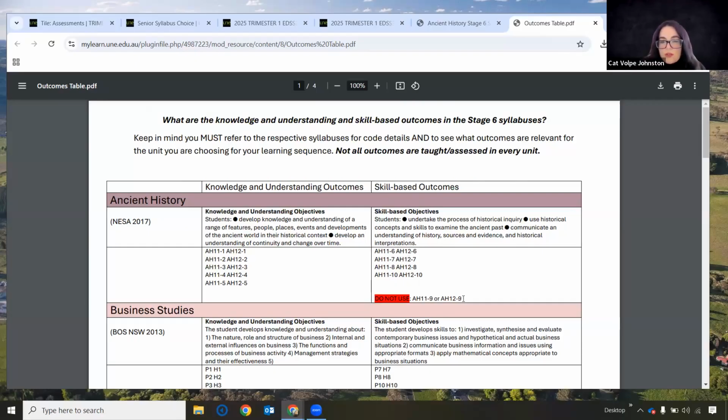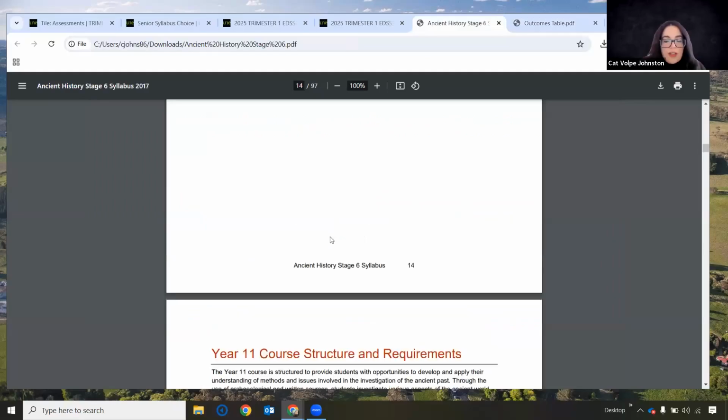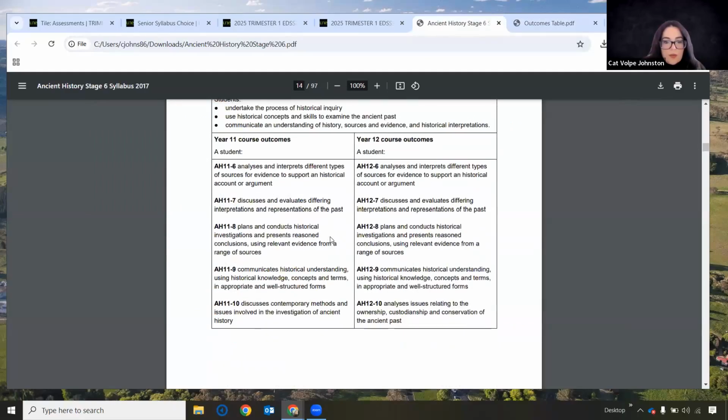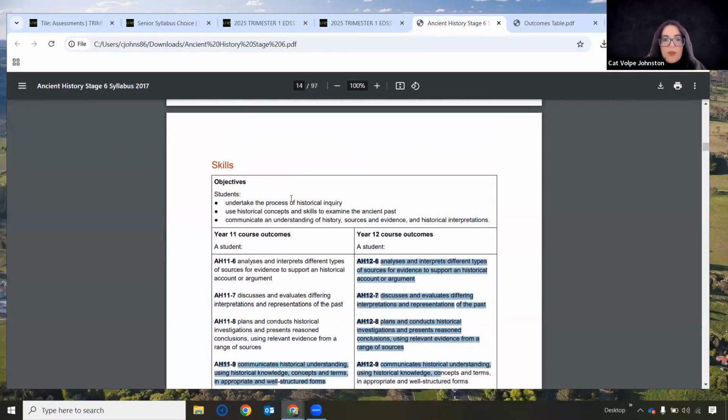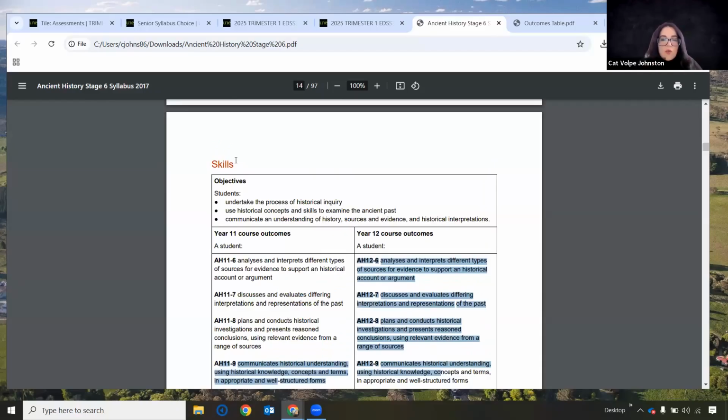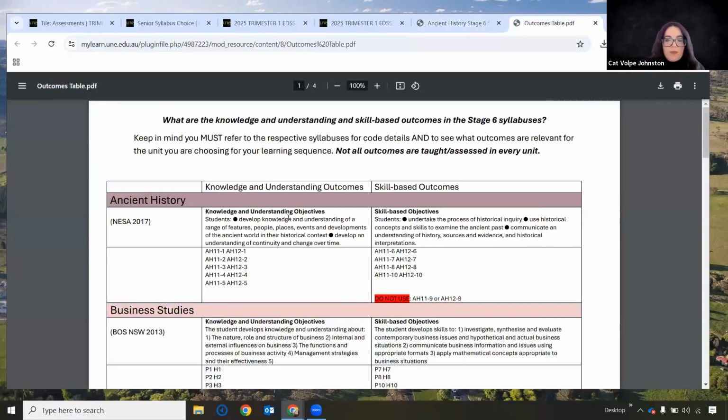There's also referral to the ones that you can't use. So if we go back and have a look at the outcomes, you can see that I've just hidden these two, the -9 ones, and put them based on this. So it's pretty easy. Once you see the outcome table, you can see how it's broken up. So for your knowledge and understanding outcome, you're choosing from here. Skill-based outcome, you're choosing from here.